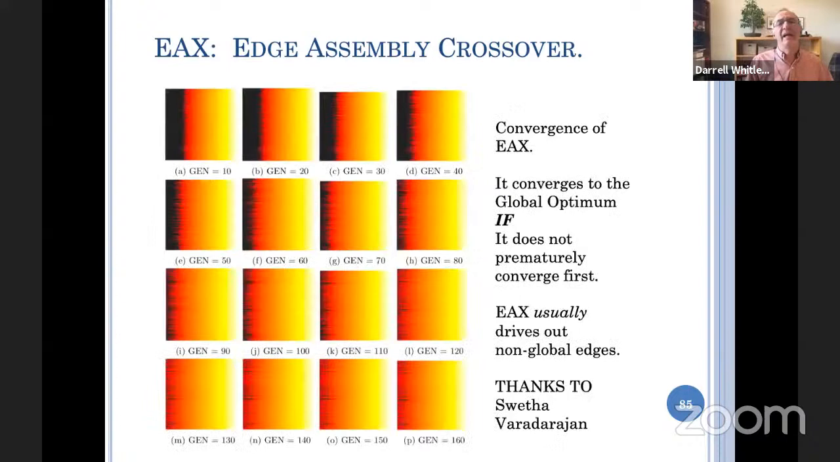If we run edge recombination and use the same visualization technique, we can see that it drives out the black edges very aggressively. The only problem that can occur is that it can also drive out one of the colored edges and it can get to a point where it is stuck. It usually doesn't do that. Usually it converges to a global optimum for many, many problems, but it can get stuck and it has mechanisms to try to preserve diversity. Here we aren't going to worry about diversity. I'll tell you why in the next figure. So we can combine these two ideas.